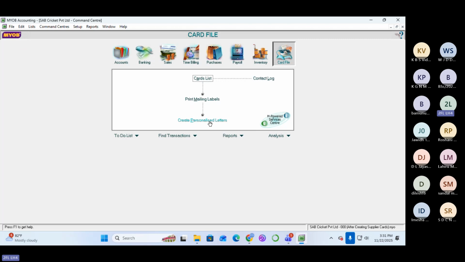So open your company file, and there is a document I have uploaded in the LMS called items list. I'm going to download that file.